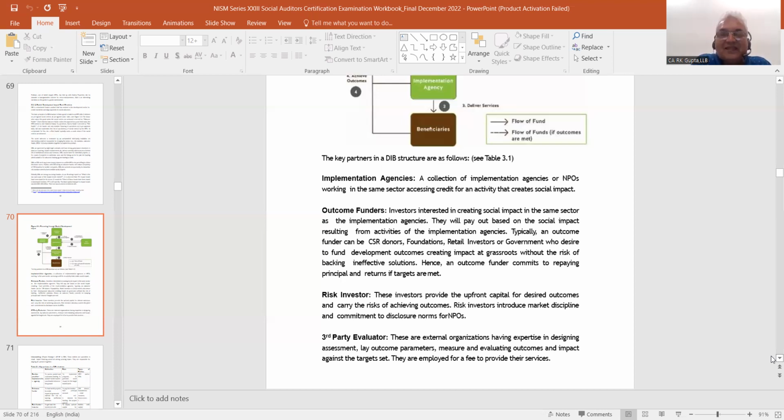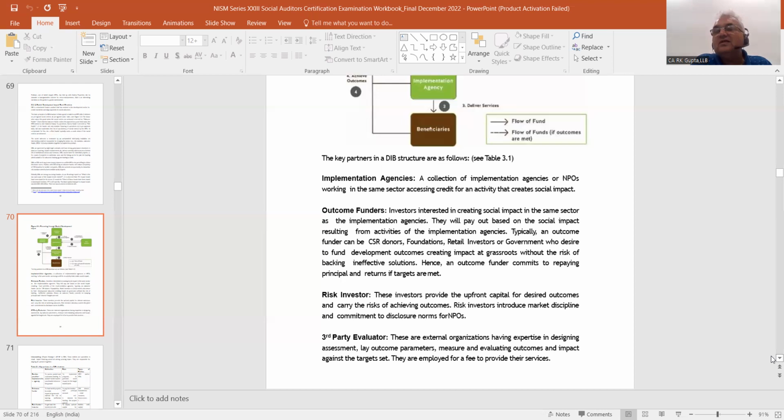So typically, an outcome funder can be CSR donors, foundations, retail investors, or government who desire to fund development outcomes, creating impact at grassroots without the risk of backing ineffective solutions. Hence, an outcome funder commits to repaying principal and returns if targets are met.